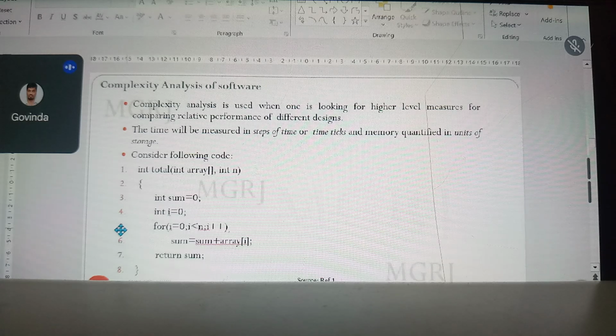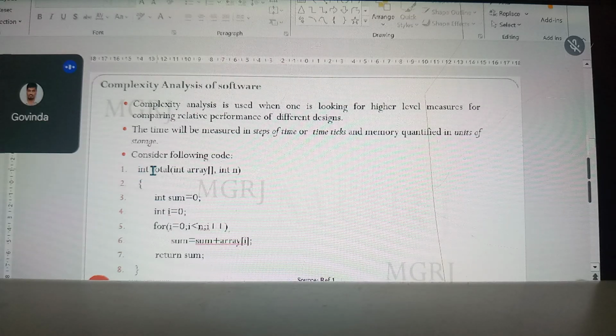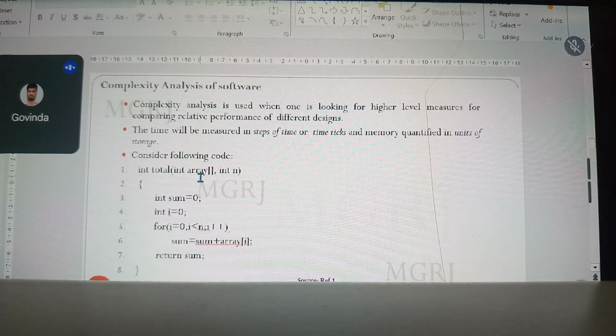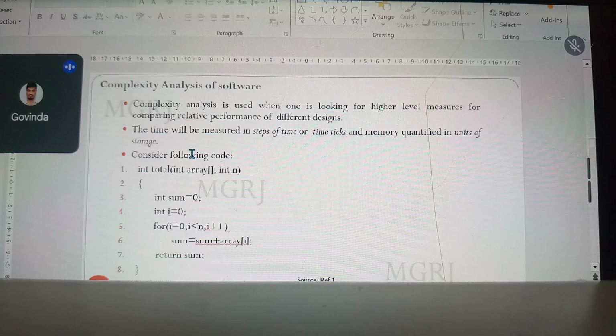Now, to optimize the code, the first thing you are supposed to do is analyze the software. I have taken an example. The example is one function with the name total. Total is the name of the function. For that, you are passing an array, an int array, and you are passing a second argument n that indicates the number of elements of this array.